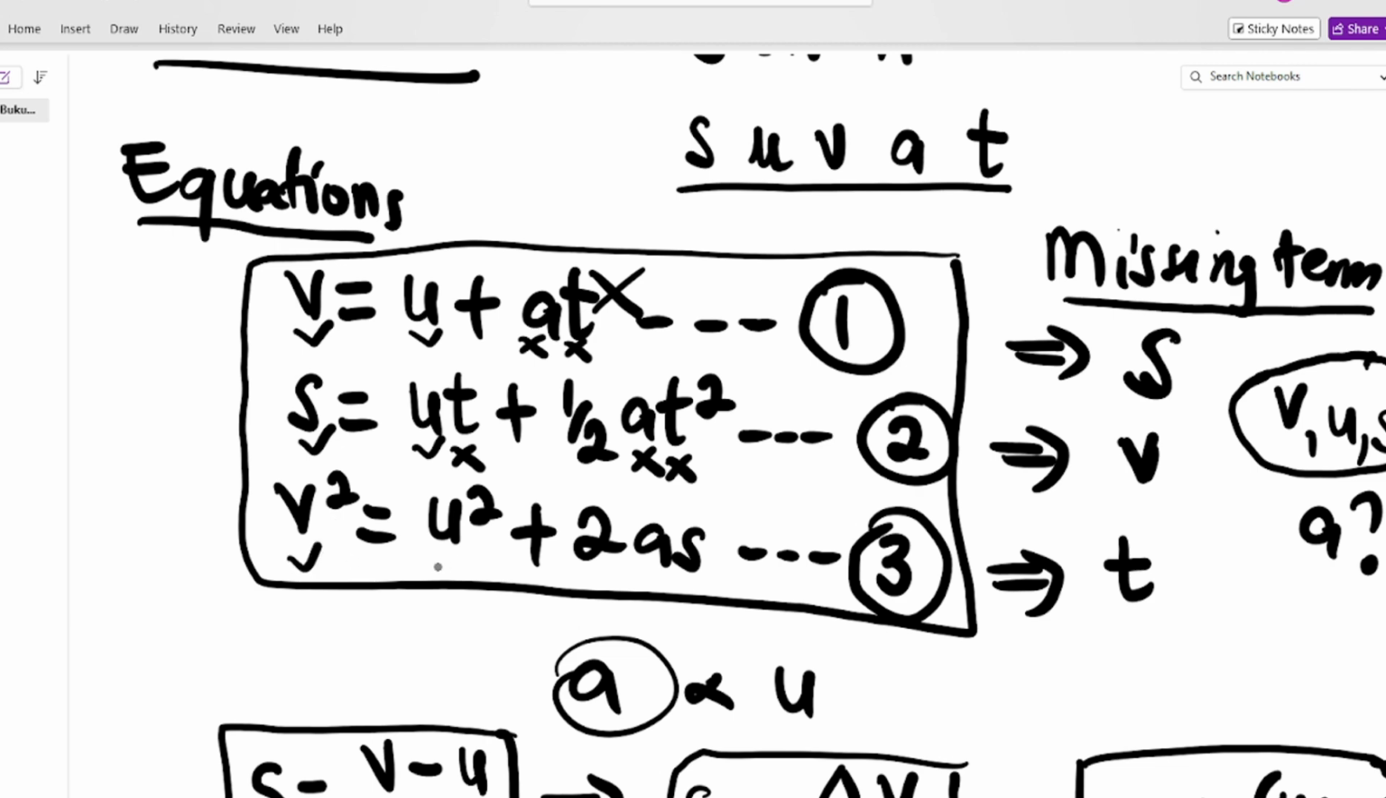V is given, U is given, S is given. And only this one is not given. This one, two, is a number, so we know two already. A is not a number. So based on the question, I have to use this equation. Those are the techniques to help you choose the equation without wasting much time, right? I don't know whether you guys get it.